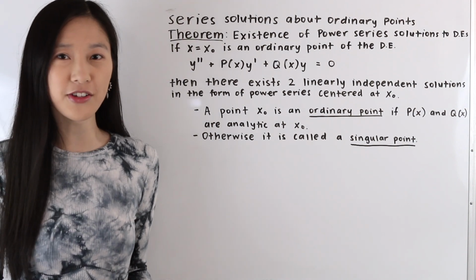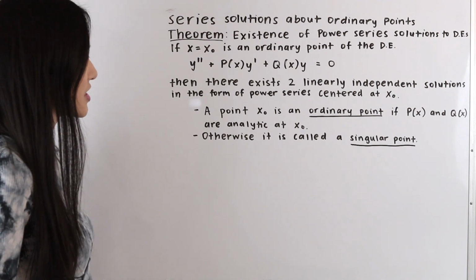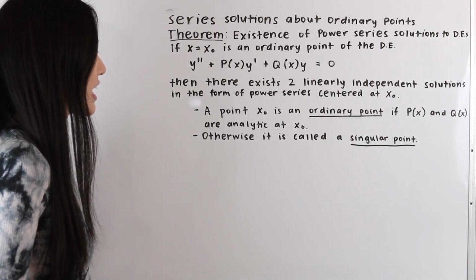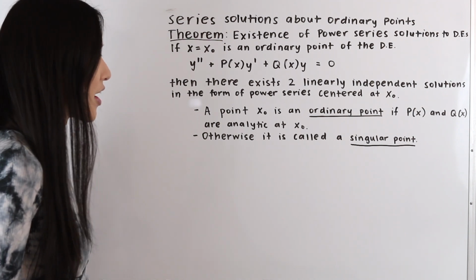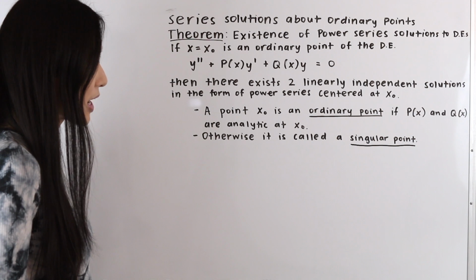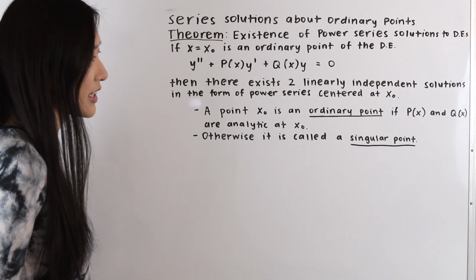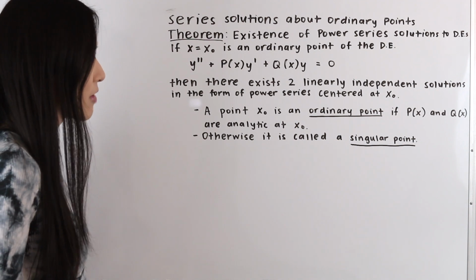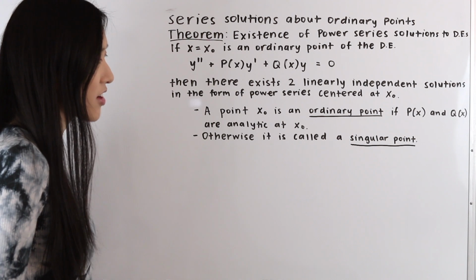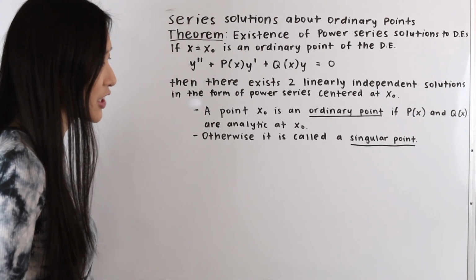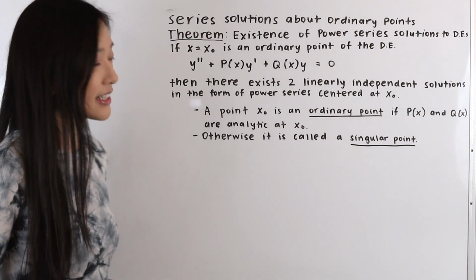And so let's start off by introducing this theorem here, the existence of power series solutions to differential equations. What this theorem tells us is that if x equals x naught is an ordinary point of the differential equation y double prime plus p of x y prime plus q of x y is equal to 0, then there exist two linearly independent solutions in the form of a power series centered at x naught. And a point x naught is an ordinary point if p of x and q of x are analytic at x naught. Otherwise, it is called a singular point.